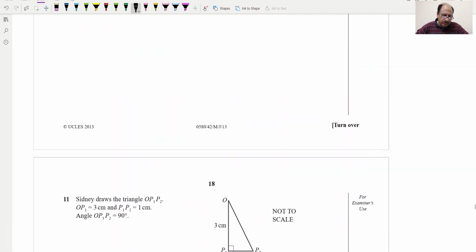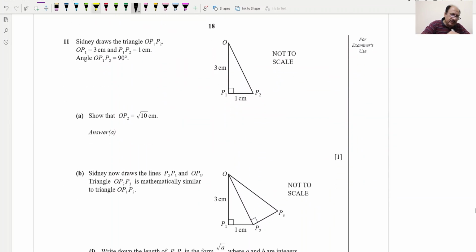Now next question, question number 11. It says Sydney draws a triangle OP1 P2. OP1 is equal to 3, P1 P2 is equal to 1 centimeter, and the angle is 90 degrees. Show that OP2 is root 10 centimeters.